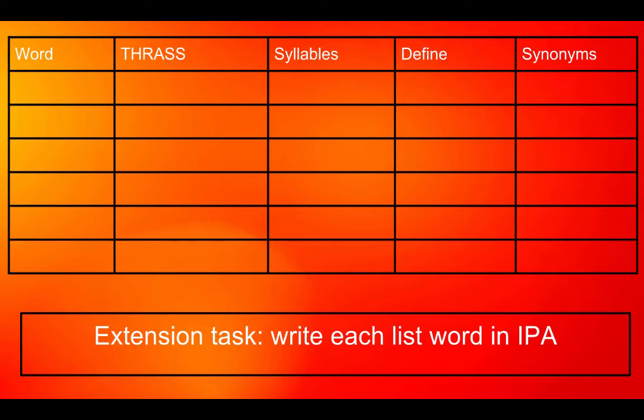All right. Drawing up your chart, your 5-column chart in your book, getting ready to write the word, thrash it out, count or show and count your syllables, define each of your words in a way that makes sense to you, and finding synonyms that make sense and are words that you know and recognize as well. And your extension task is always writing your words in IPA. So pause the video, get your chart going, and come back a little later to mark your work.